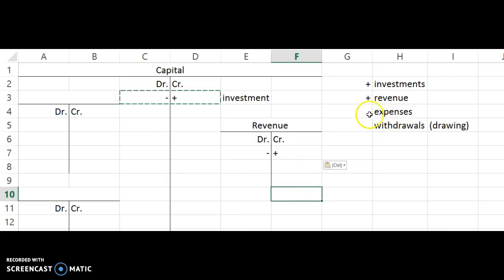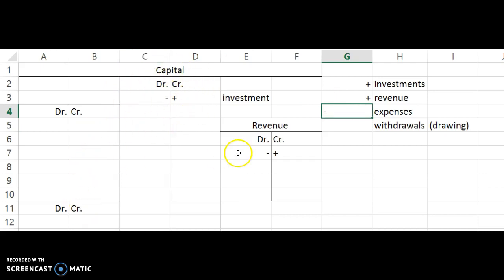Now, expenses and the drawing account will decrease the capital, and I want you to think of this big T. We've got three little T's, but this big T is what I want you to think about. Revenue increases the capital, expenses decrease the capital, and the withdrawals or the drawing account decreases it. So if they decrease, these are going to be the little T's, the temporary accounts for your expenses and your drawing account.